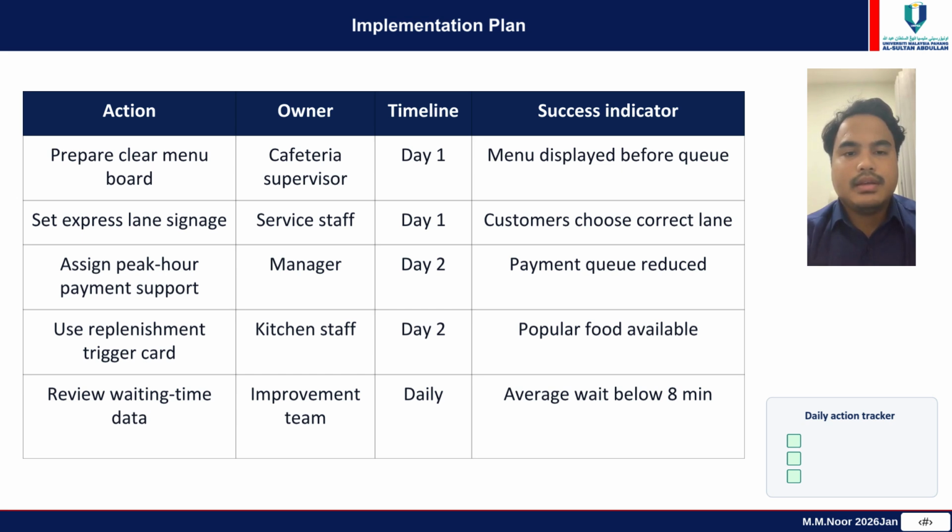Implementation Plan. The implementation plan explains how the improvement can be carried out. The cafeteria supervisor prepares the menu board, service staff manage the express lane, the manager assigns payment support, and kitchen staff use the replenishment trigger card. Each person has a success indicator, making the plan easier to monitor.